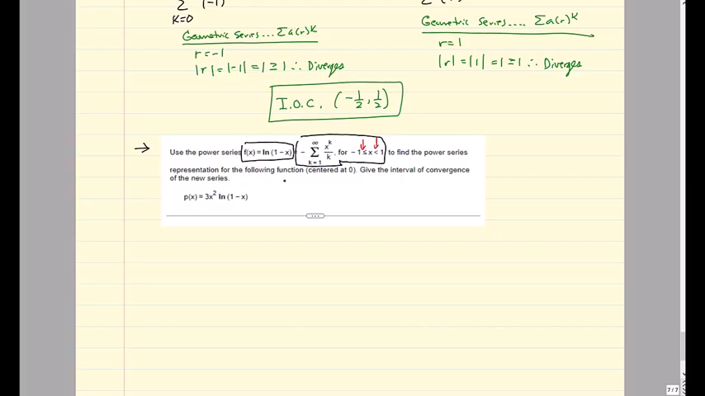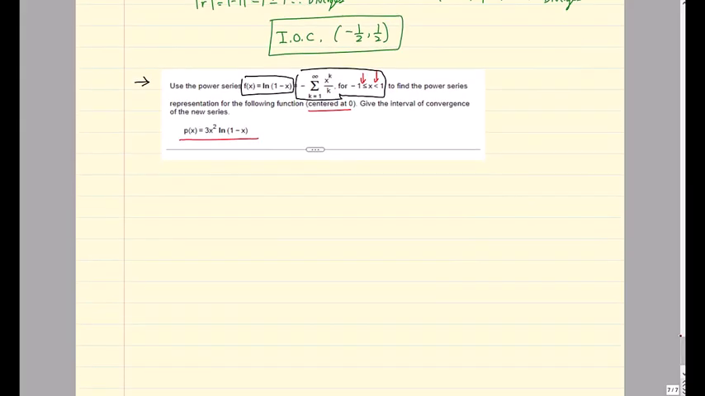To find the power series representation for the following functions centered at 0, give the interval of convergence. Okay, so let's see how this is changing. Well, the natural log of 1 minus x is this piece right here. And out front, I just have to have a 3x squared. So that's what I'm going to do. I'm going to rewrite this then, this new series, as k equal 1 to infinity. And there's a negative sign out front. And then I'm going to have a 3x squared here times x to the k all over k.